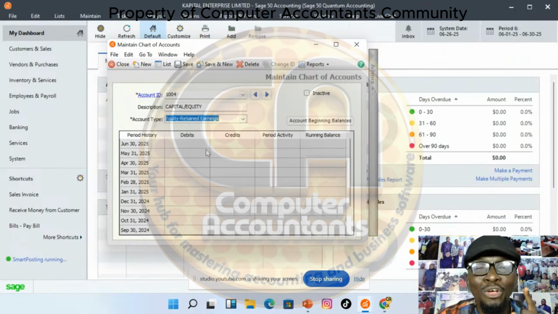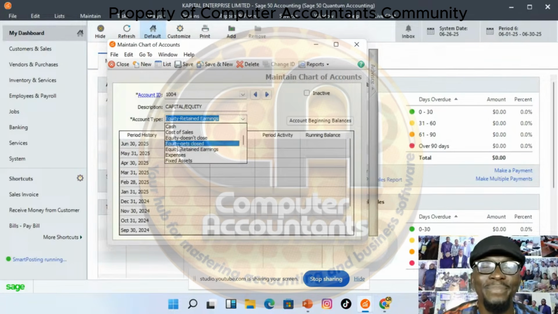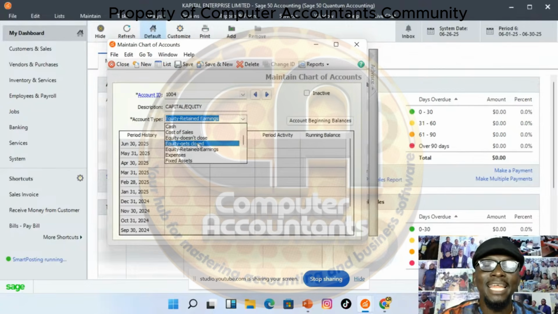Now, if you don't do it, the software will mandate you to come and create it. Now, there are two other equities there. Let me explain them. The first one is equity doesn't close. So if I have other investments, ordinary shares, preference shares, debentures, and the rest, they can serve as equity doesn't close, because they will remain there with the normal capital of the owner year in, year out.